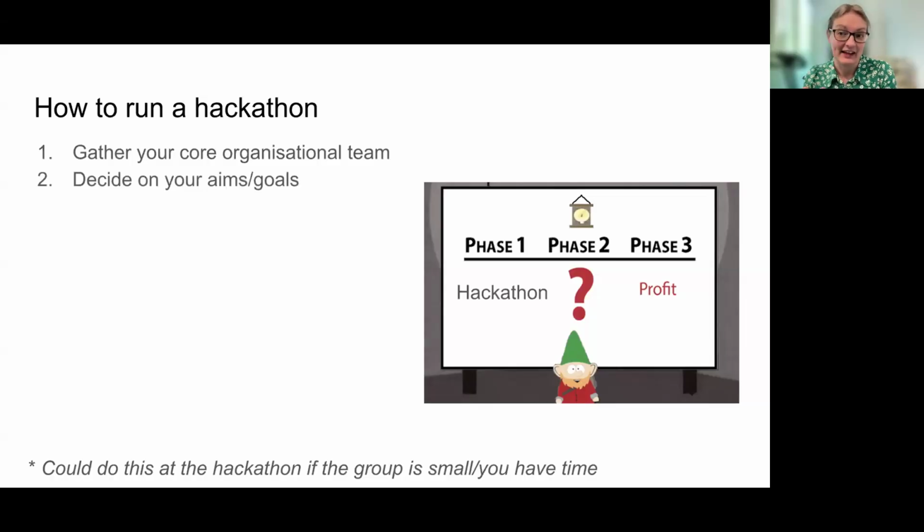Once you've done that, and this I think is a really key step, is thinking about what your aims and your goals are. And I think sometimes hackathons that don't go very well are ones where people haven't come up with a really clear and definable set of aims and goals that are actually achievable and that can be ticked off or crossed off, however you want to evaluate at the end.